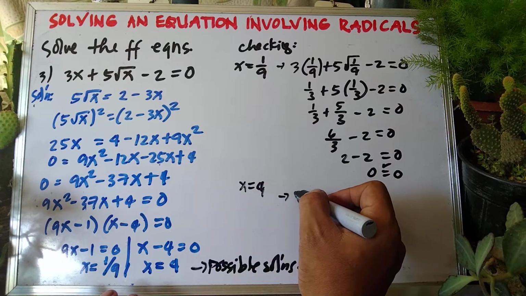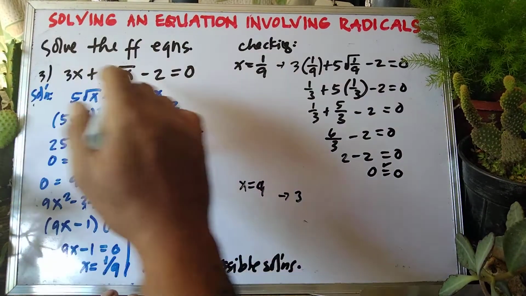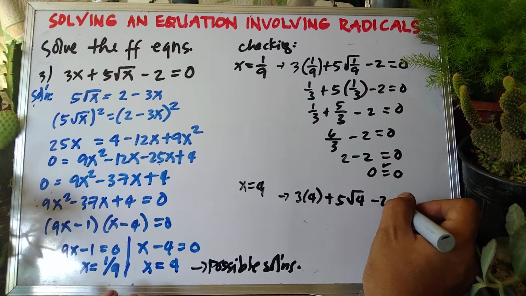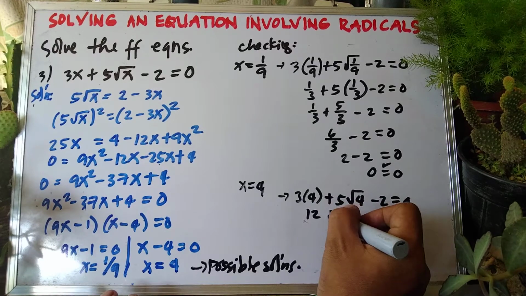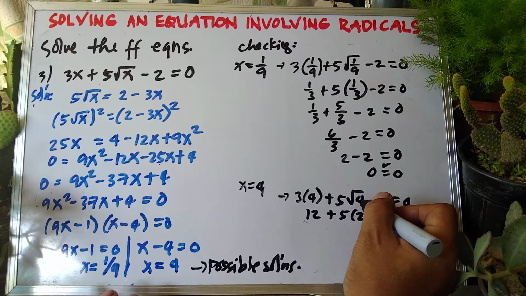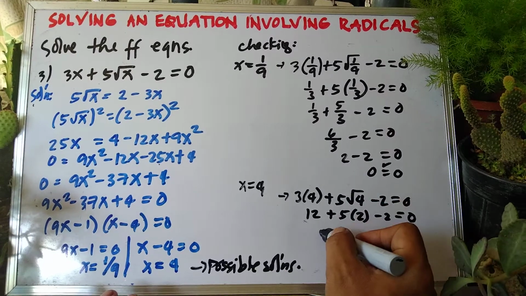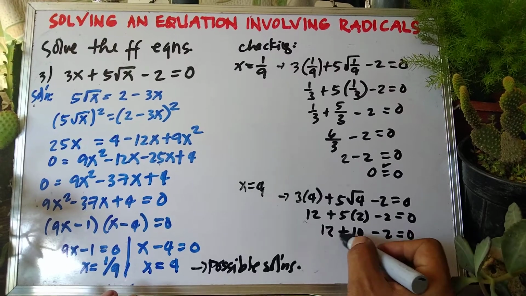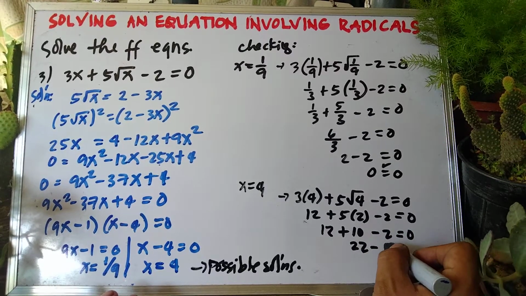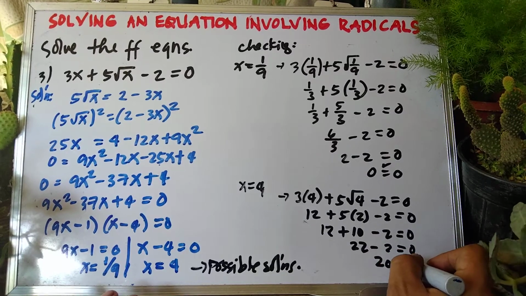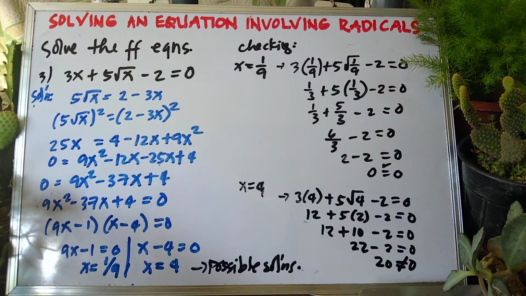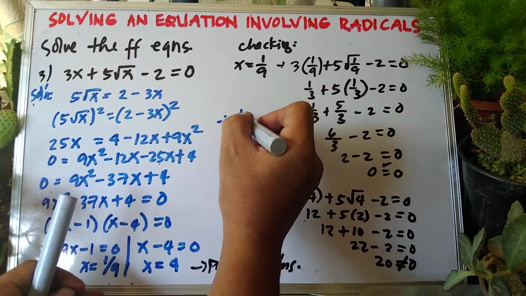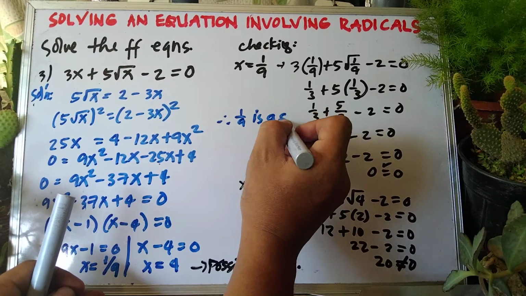Okay, replace again x by 4. Using the original equation. 3 times 4 plus 5 times square root of 4 minus 2 is equal to 0. So, this is 12 plus 5 times 2 because the square root of 4 is 2. Minus 2 is equal to 0. So, 12 plus 10 minus 2 is equal to 0. 12 plus 10 is 22. Minus 2 is equal to 0. So, 20 is not equal to 0. So, anong ibig sabihin natin? Therefore, 1 over 9 is a solution.